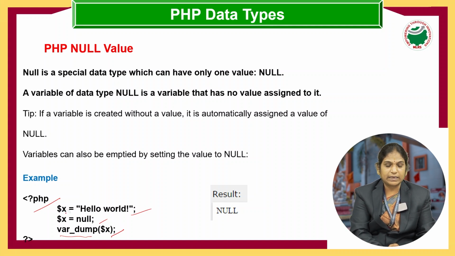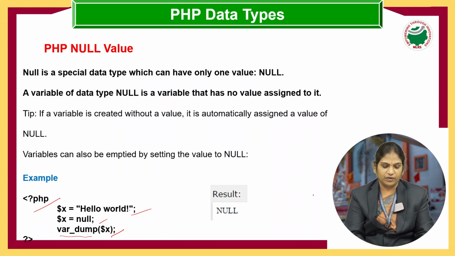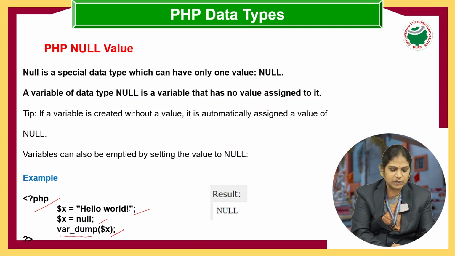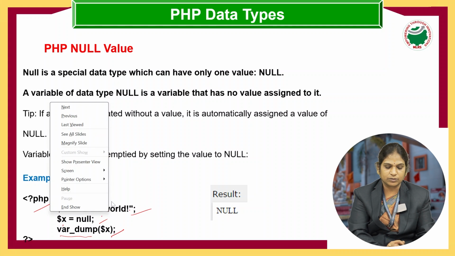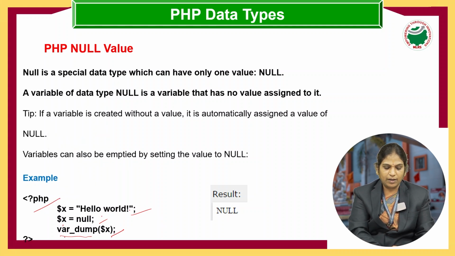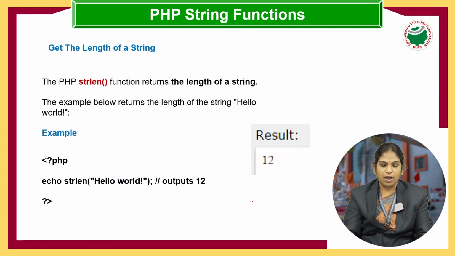So here what I have declared? $x equal to hello world. var_dump of $x means actually the output should be hello world. But again I have used the same variable and I have assigned the value as null. Means it is going to empty the value present inside that variable. $x equal to null means the value which you assigned previously, that is hello world, is going to be deleted. Now the var_dump of $x means null is going to be displayed as the output.